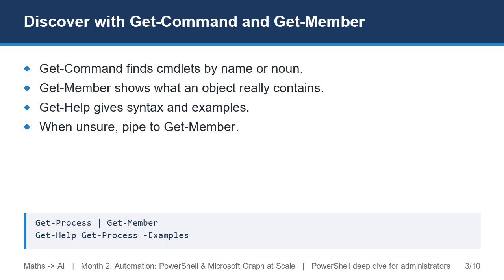Two cmdlets will serve you forever. Get-Command finds things, and Get-Member shows you what an object actually contains. Whenever you do not know what properties are available, pipe the object into Get-Member and it tells you. And Get-Help, especially with examples, is the built-in manual. Learn to read help in the console and you will never be stuck.